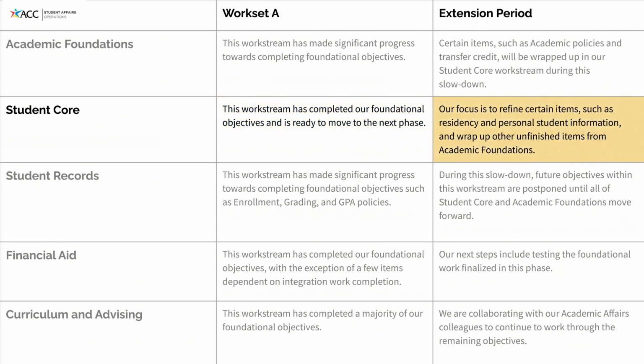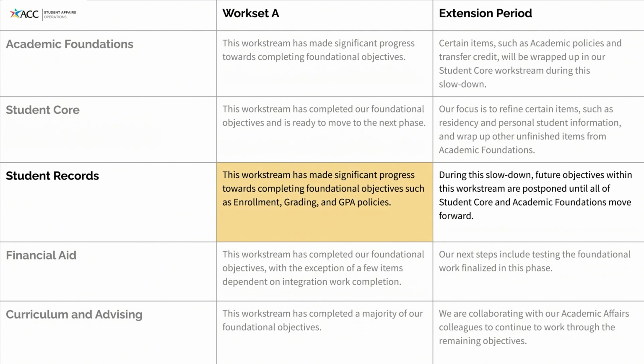Their focus is to refine certain items such as residency and personal student information and wrap up other unfinished items from academic foundations. Student Records has made significant progress toward completing foundational objectives such as enrollment, grading, and GPA policies. And during the extension, future objectives within this workstream are postponed until all of Student Core and academic foundations move forward.